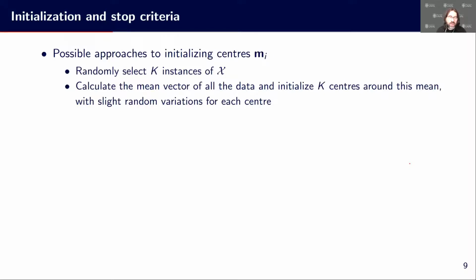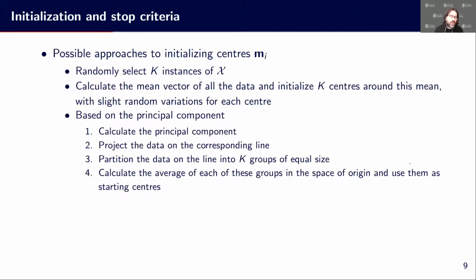We can also calculate the mean vector for all the data and initialize k centers around this mean, but with a slight random variation for each center. That means that we pick the global mean and we set the specific k means close to that global mean. And quickly they will move around. They will just spread toward the different data that are maybe further away from the global mean. A third approach is slightly more complex.